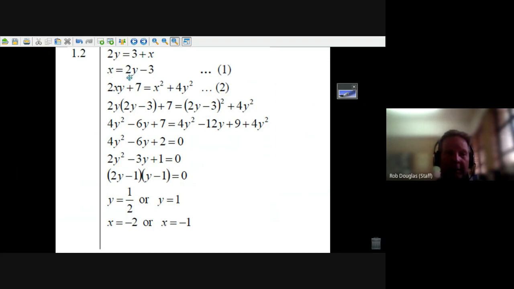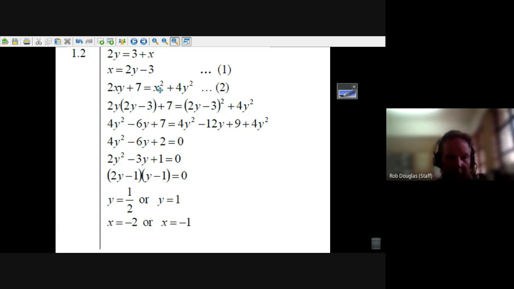We've got x in terms of y. So x equals 2y minus 3. Now we take the second equation, and whenever we see x, we rub it out and put 2y minus 3. So instead of x, there's a bracket, and there's a 2y minus 3.